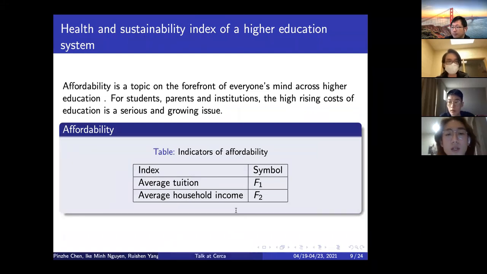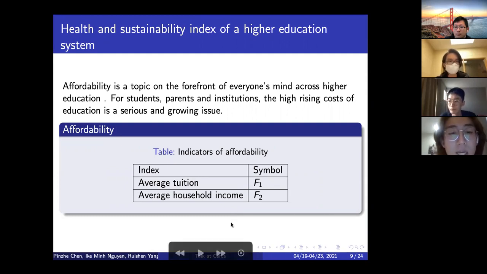Affordability is an important aspect for students to receive higher education. A healthy and sustainable education system will charge affordable tuition and fees, and provide enough financial aid and scholarships to help students complete their higher education. For students, parents, and institutions, the rising cost of education is a very serious and growing issue right now.